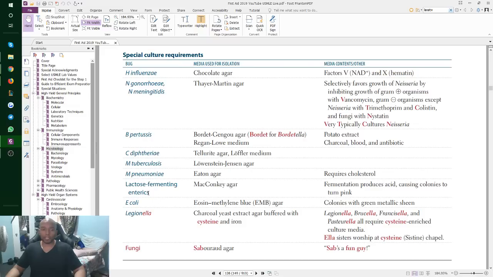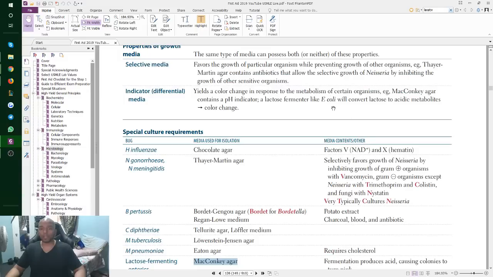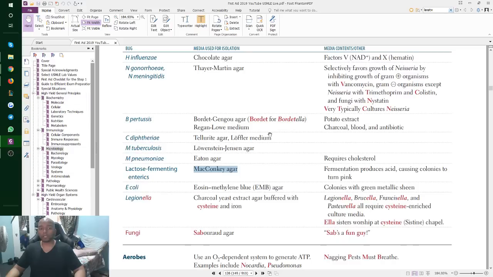Lactose fermenting enterics. Well, MacConkey agar is all there, right? We just talked about E. coli doing its thing. E. coli is a lactose fermenter, so it's going to lead to color change. And the color change that you get is pink, right? Causing colonies to turn pink, acidic. Right? Acidic is almost always associated with pink anyway when you do the pH stuff, the pH strips.